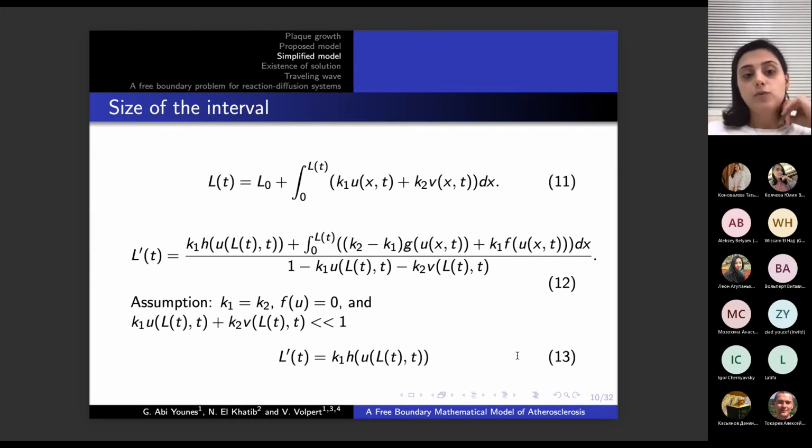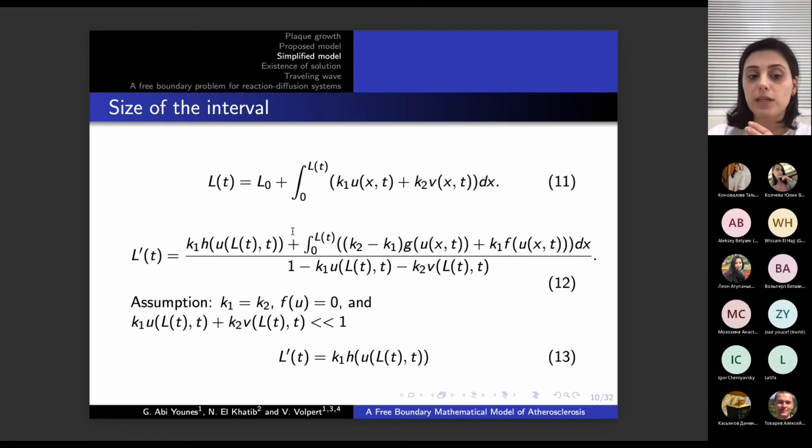Let us go back to the expression for the size of the interval L of t. Here we have equation 11 that I just explained. We would like to retrieve L prime of t, so we differentiate and we get this form for L prime of t. Also here we are going to take another assumption. The first assumption we took was to remove A from the system, the equation of A.